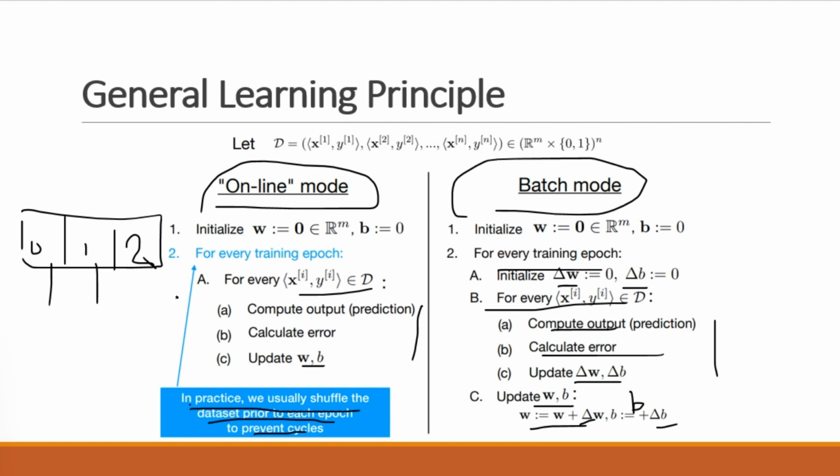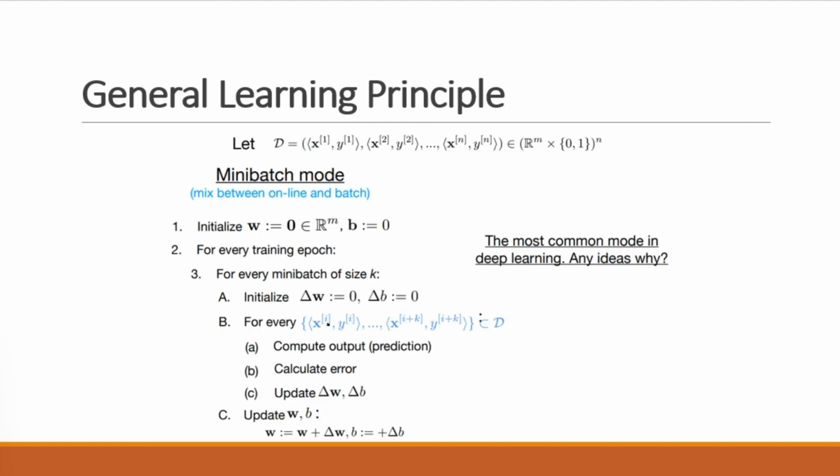And also you have to prevent flipping back and forth. It's just good to shuffle it. Well, shuffling doesn't cost much, so in that way it's not a bad thing to do anyway. Now the online mode is sometimes also called stochastic mode, or in the context of gradient descent, which we will cover in another video, it is also called stochastic gradient descent.